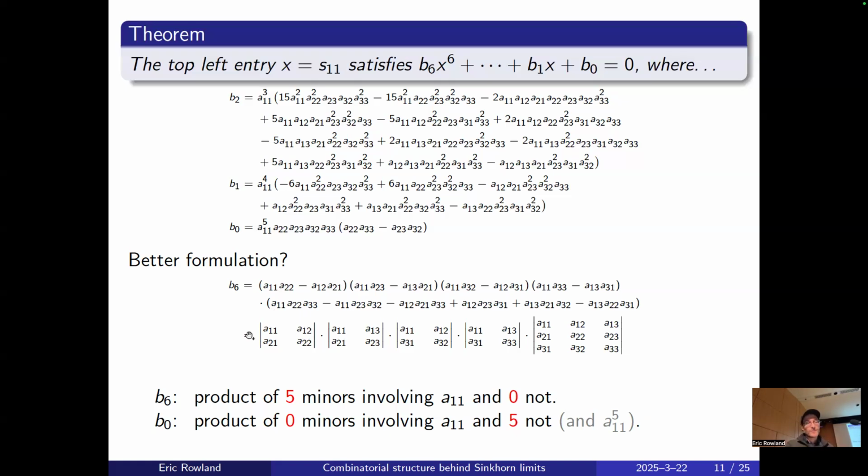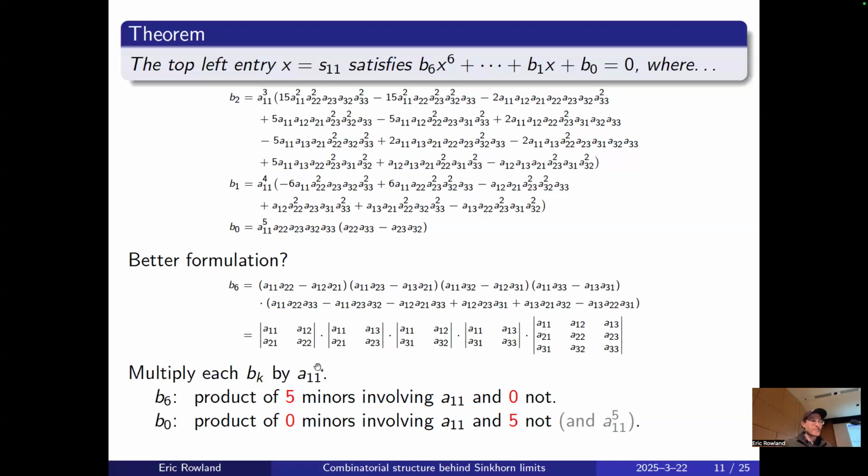So what we really want to do is, we have nice descriptions for B6 and B0. Can we sort of use this to get nice descriptions for the other coefficients? Ideally, we'd like to interpolate somehow between products of 0 minors involving A11 and 5 that don't, and products of 5 minors involving A11 and 0 that don't. The problem is, if we're going to go from B0 to B6, we don't have enough room here, right? This really should be 0 to 6.